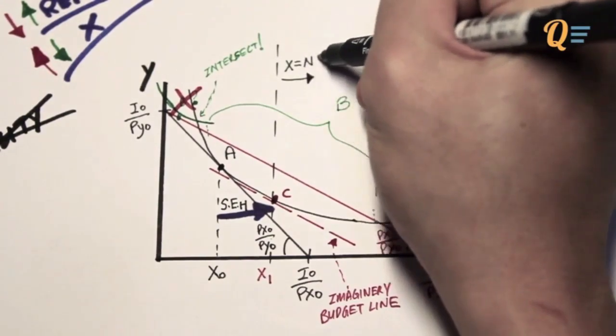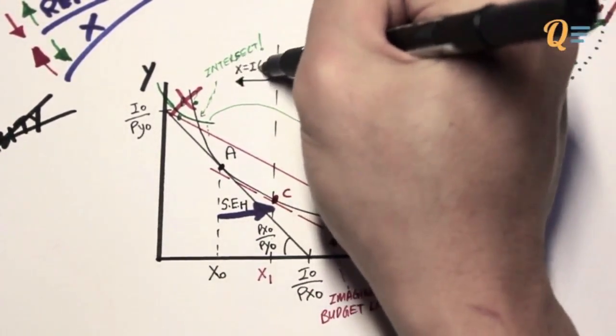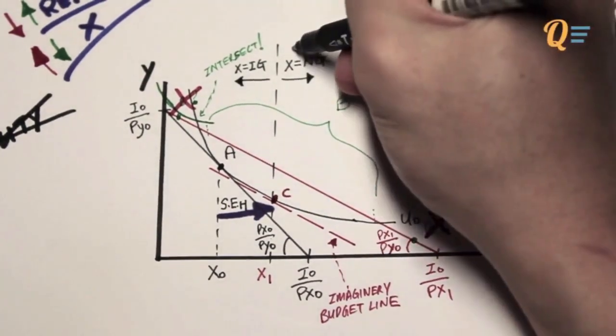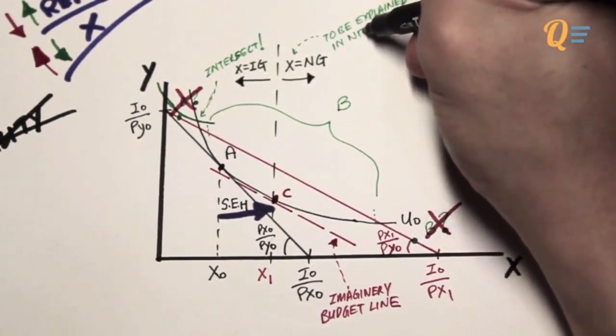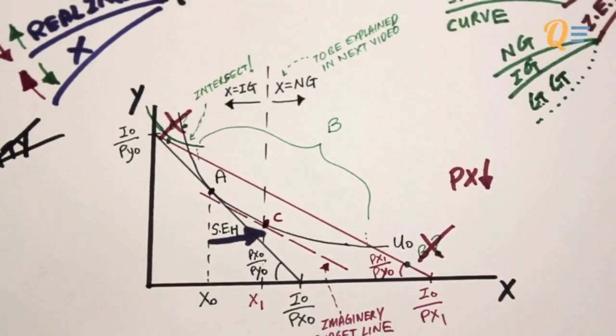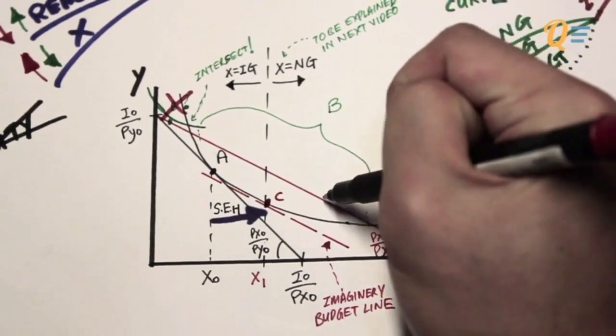So from point C, I know that if I move to the right side, X is a normal good. And if I move to the left side, X is an inferior good. I'm very sure you'll be asking me how did I know this. So don't worry, I'm going to explain this in the next video. So just stay calm and take it as it is first.